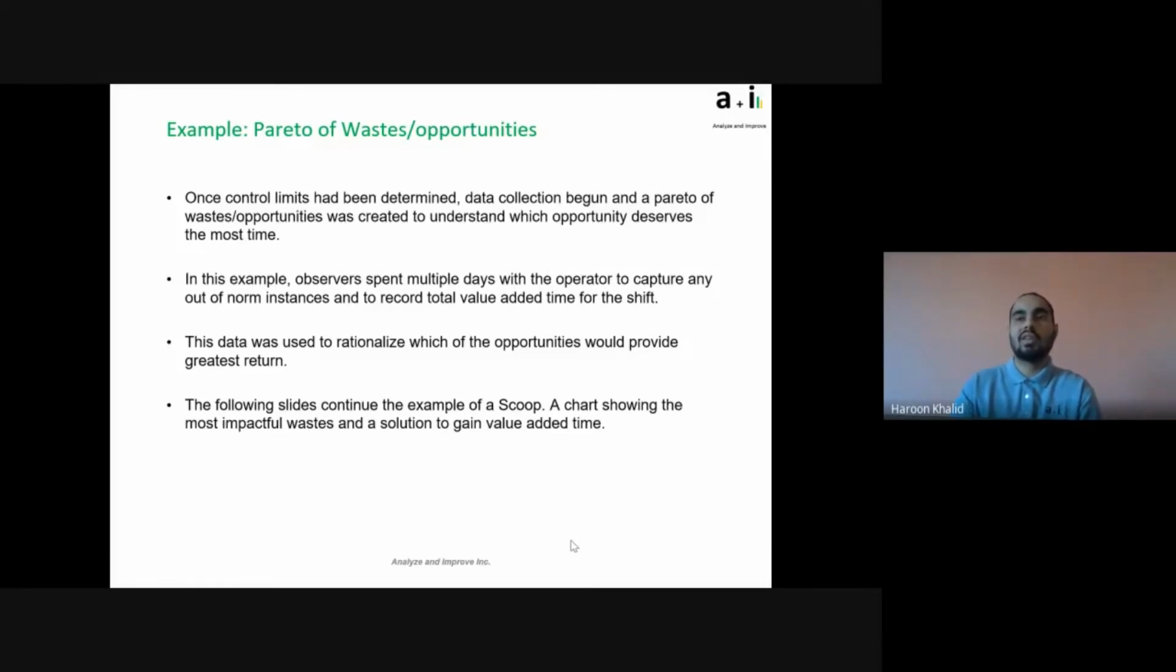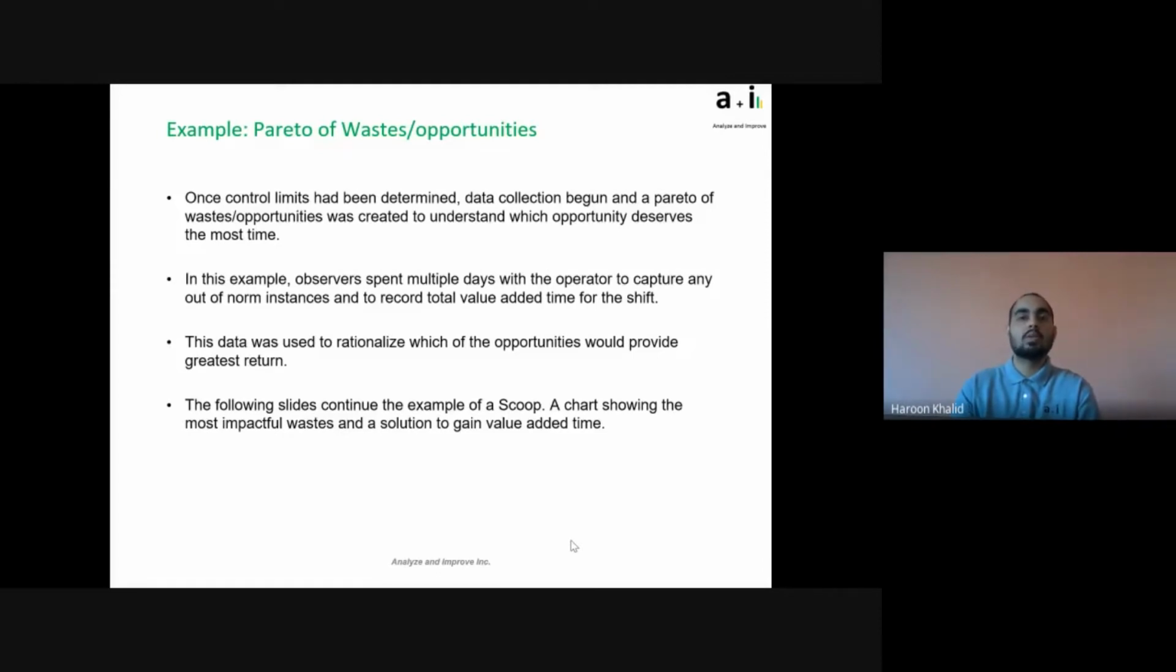During the data collection phase, we began collecting all the times when we failed to meet the expectations and tried to create a Pareto of all the waste or the opportunities that existed for that scooping process. So our observer spent multiple days with the operator trying to capture the out-of-norm instances and record the total value-added hours at the end of each shift to measure against the KPI, or the expectation, we had set.